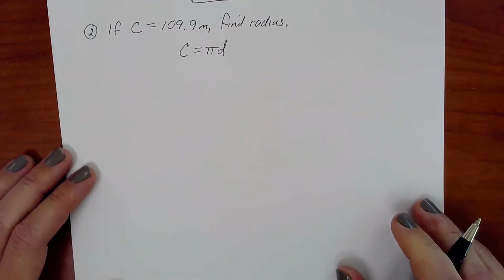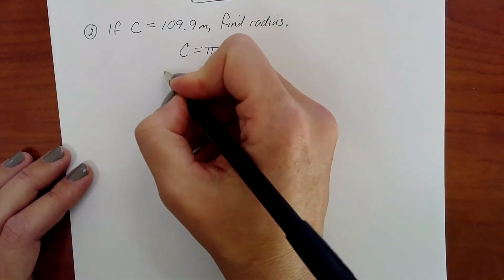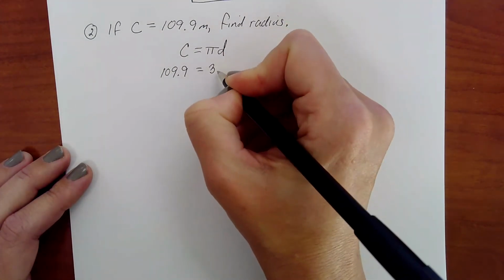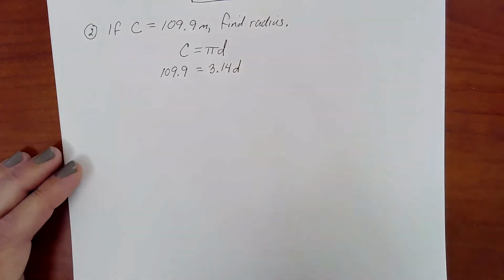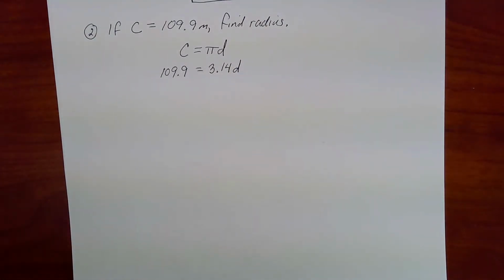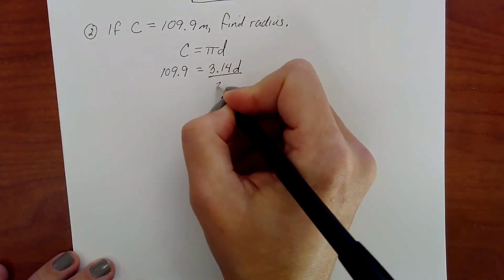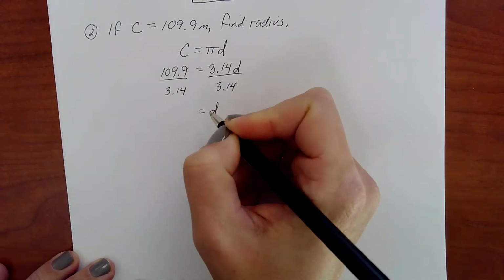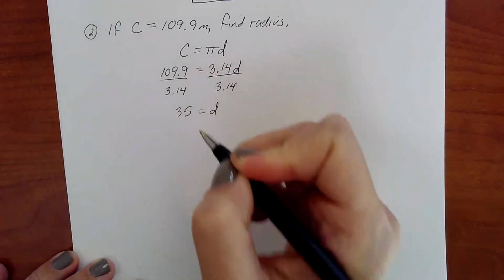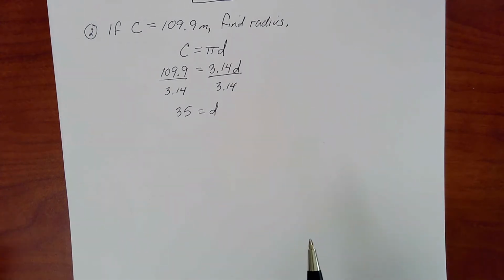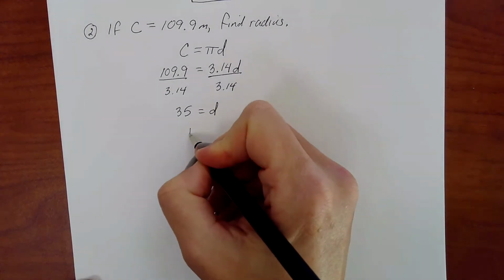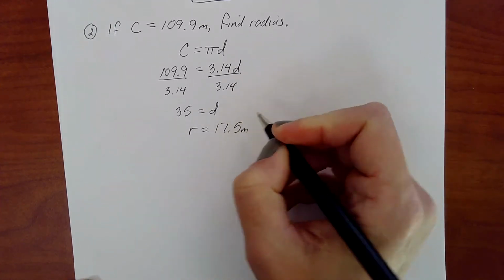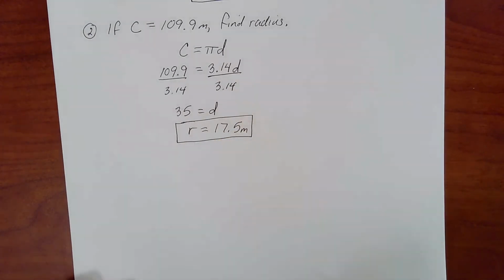So C equals pi times D. Circumference is 109.9. Put it under the C. Pi is 3.14. I don't know D. I'm going to divide. And it looks like I get 35. So if 35 is the diameter, which would be all the way across, cut that in half, right? Half of 35, 17 and a half would be the radius. And you're done.